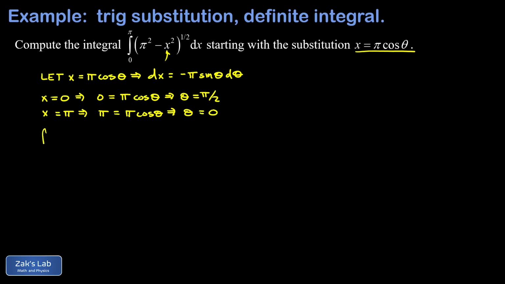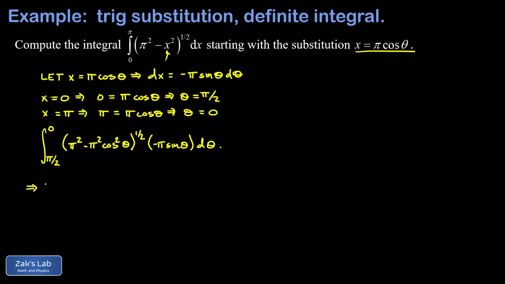So we transform the integral. In our lower limit now, instead of 0 is pi over 2. Theta is equal to pi over 2 there. Our upper limit, instead of x equals pi, is theta equals 0. So you can see we're doing kind of a backwards integral here, and I'll address that in a minute. And inside our parentheses, we have pi squared minus pi squared cosine squared theta. This is all raised to the 1/2 power. And then I have my dx, which is negative pi sine theta d theta.